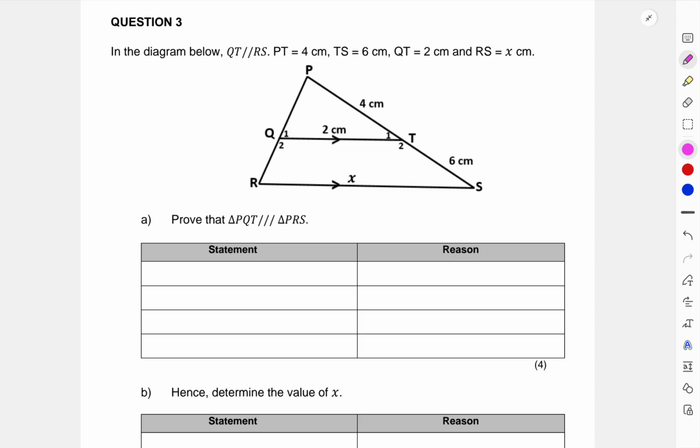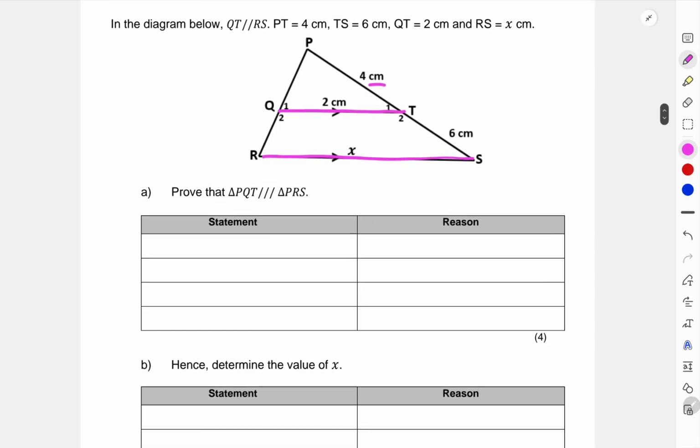Okay, let's have a look at question 3. In the diagram below, QT is parallel to RS, and PT is equal to 4 centimeters, and QT is equal to 2 centimeters, and RS is equal to x. Okay, so everything in the write-up has been indicated on my picture. Always double check that everything is there.